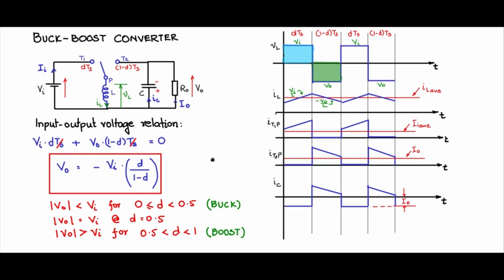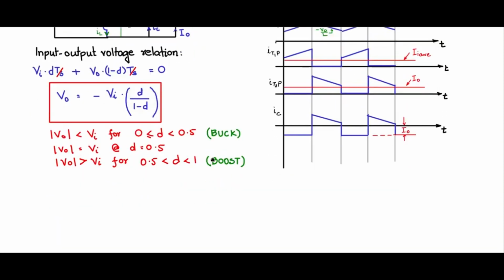Let us now find out the input output current relationship. So let me move this up a bit. For the input output current relationship, you can use the amp second balance, but it is much simpler to use the power balance. Pi is equal to P naught. VI I average is equal to V naught I naught.